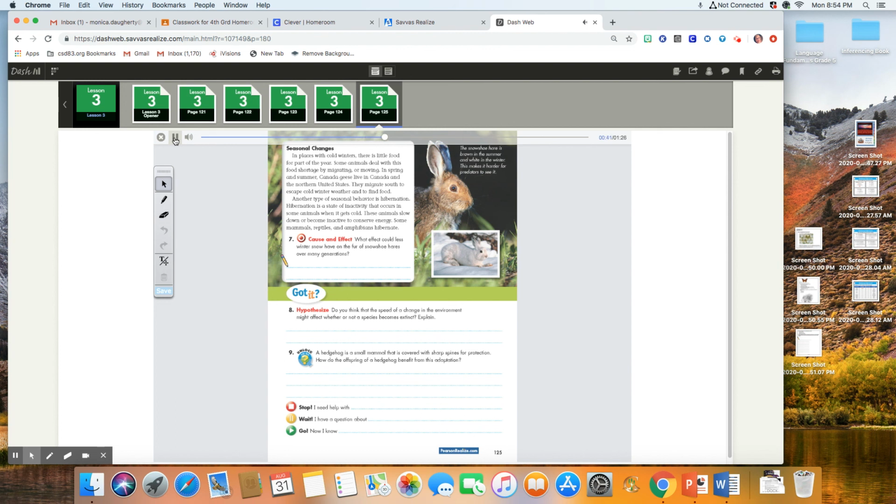7. Cause and effect. What effect could less winter snow have on the fur of snowshoe hares over many generations? Got it? 8. Hypothesize. Do you think that the speed of a change in the environment might affect whether or not a species becomes extinct? Explain.